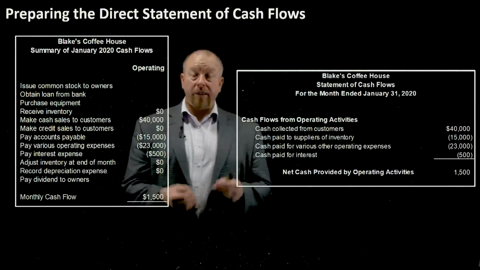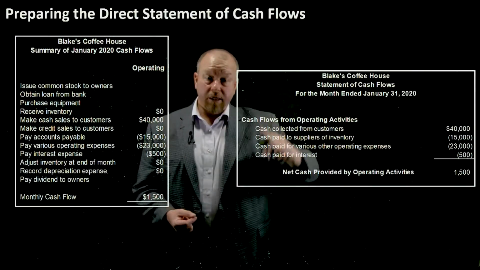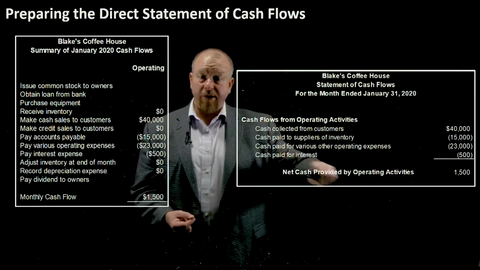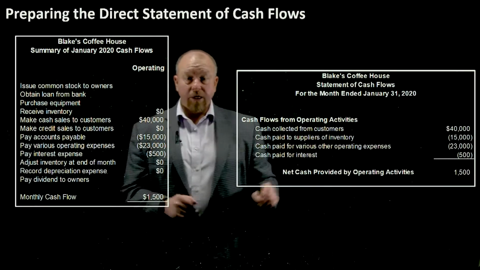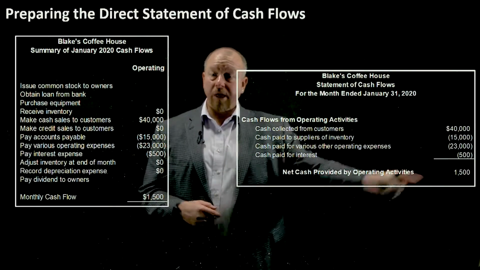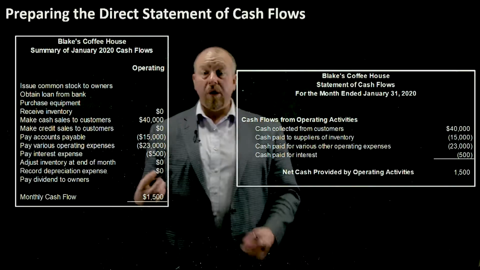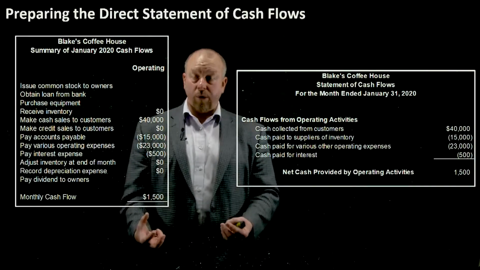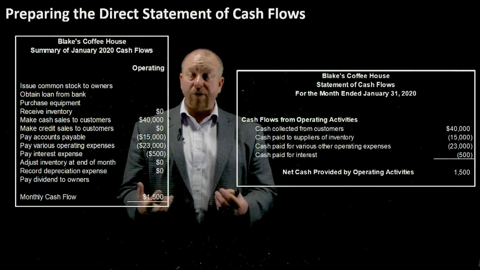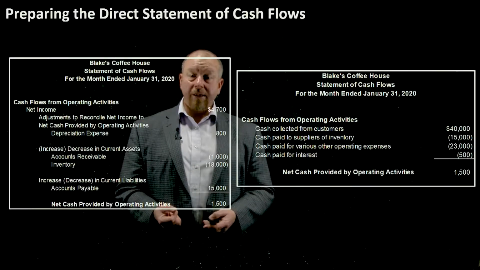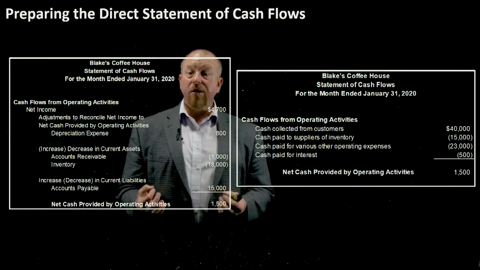One final look at this slide that you've been seeing, the completed direct statement of cash flows, the operating section. You'll notice that this $1,500 matches the cash flow of the transactions that we started with. So that's a good feeling that those things match up. And then let's take a look at the indirect method.